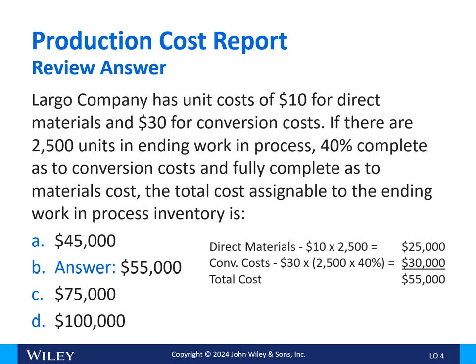Our direct materials is $10 per unit, 100% complete, so we use full 2,500 units, so $25,000 of direct materials cost. Conversion costs, $30 per unit. Since it's only 40% complete, the equivalent units are 2,500 times 40%, 1,000 units, so $30,000 of conversion costs, $55,000 total costs.